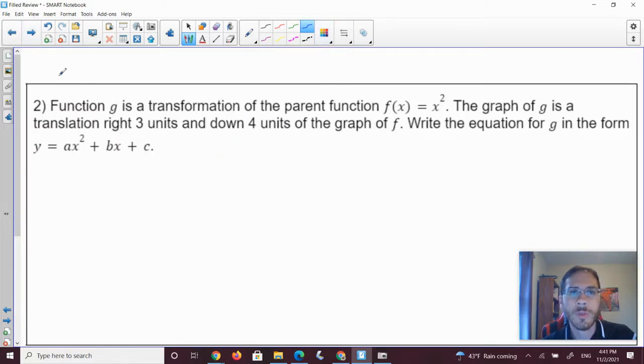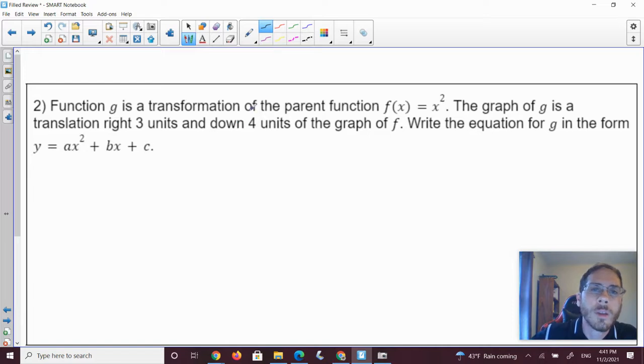All right, number 2, function g is transformed from f of x equals x squared. The graph of g is a translation right 3 units and down 4 units of the graph of f. Write the equation for g in the form y equals ax squared plus bx plus c. So this time we have to take it and make standard form out of this.